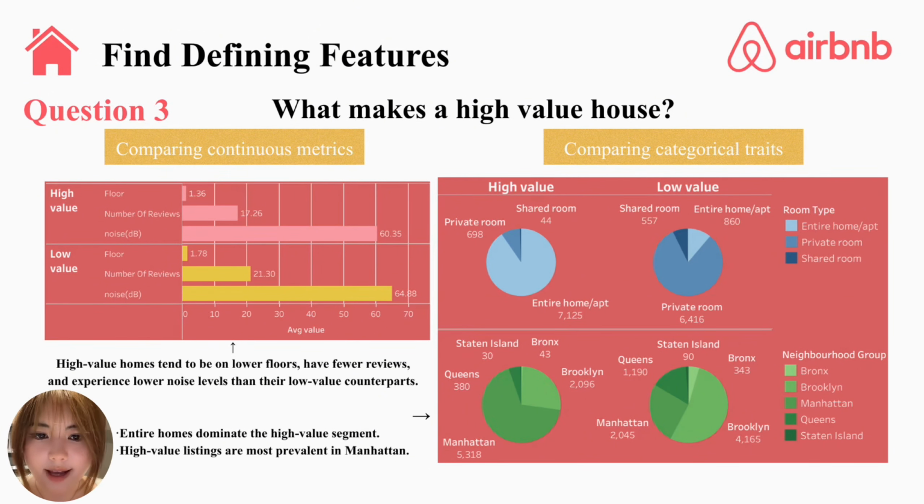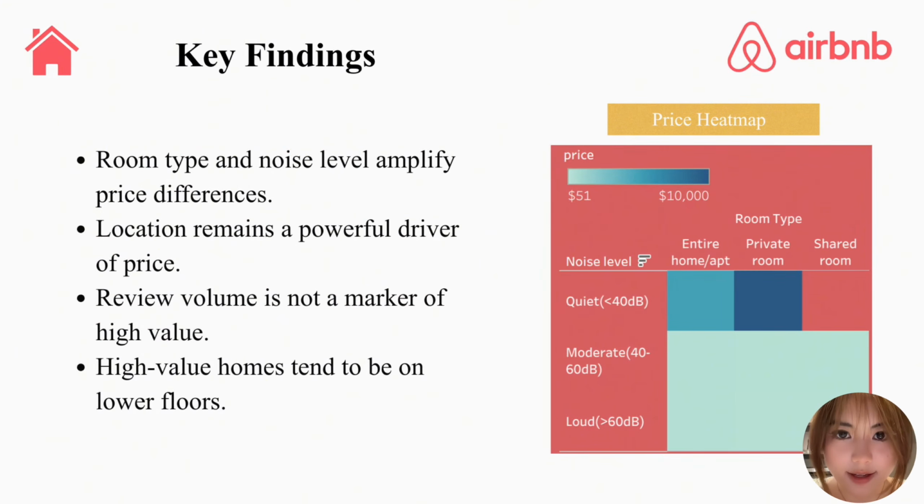Meanwhile, location matters a lot. High-value listings are most common in Manhattan, with 5,318 listings, but low-value listings are most common in Brooklyn, with 4,165 listings. Let me summarize our findings.